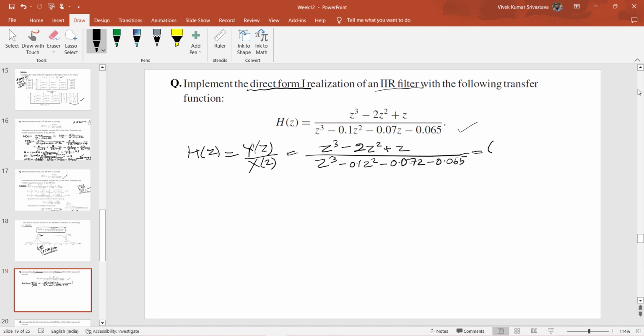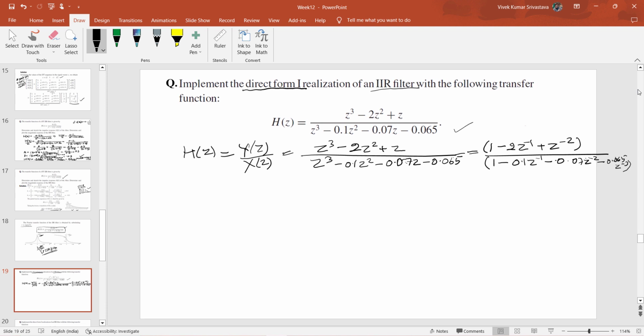Okay, so once you multiply both numerator and denominator, you will get 1 minus 2 z raised to the power minus 1 plus z raised to the power minus 2 over 1 minus 0.1 z raised to the power minus 1 minus 0.07 z raised to the power minus 2 minus 0.065 z raised to the power minus 3. Okay, so now we cross multiply this.